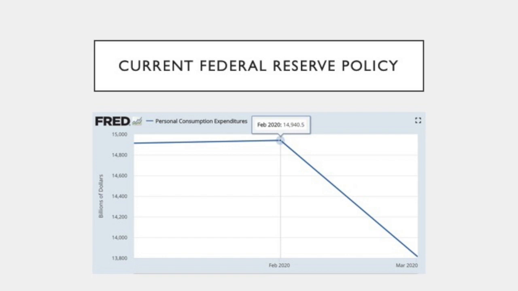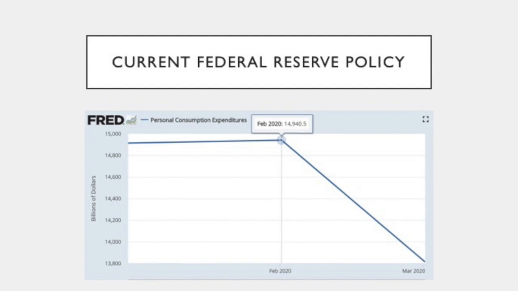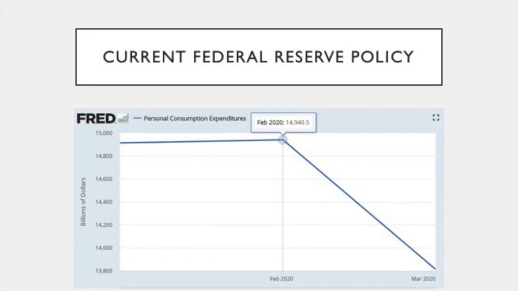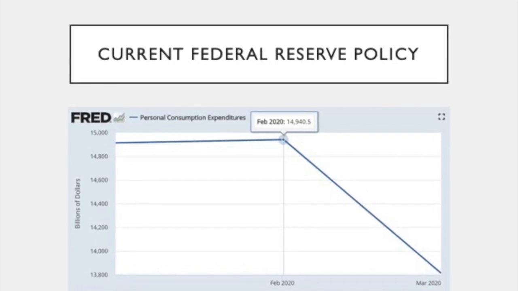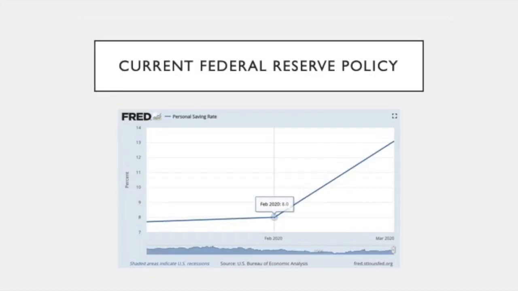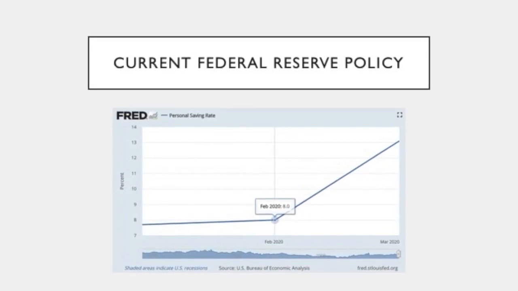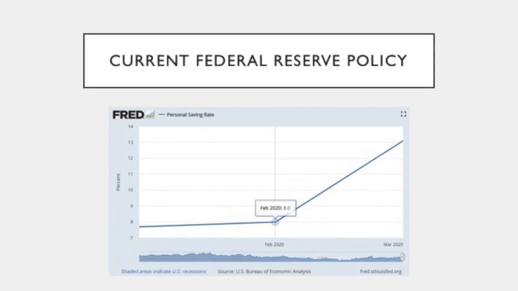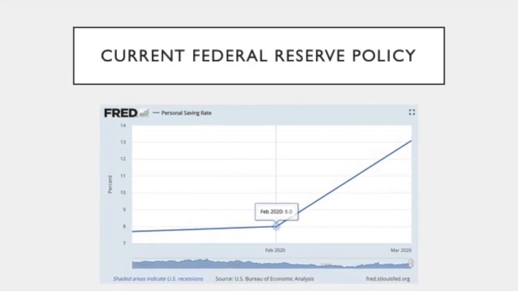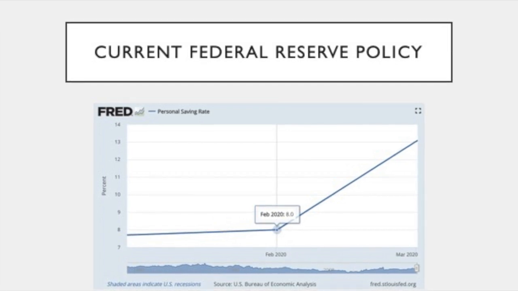So I decided to pull up some graphs of personal consumption expenditure and personal saving. And these are graphs of just 2020 so far. But as you can see, even though the Fed did cut rates pretty much down to zero, consumption has decreased tremendously, and it's the exact opposite for personal saving. When the Fed decided to drop interest rates, people were still scared and didn't want to spend, so people decided to save more because of the uncertain times that we're in.